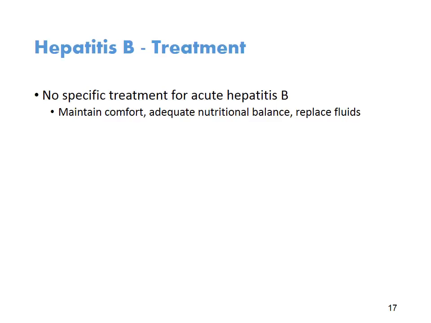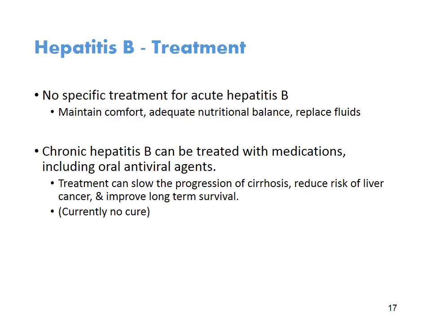There is no specific treatment for acute hepatitis B. Treatment is aimed at maintaining comfort and adequate nutritional balance, including replacement of fluids lost from vomiting and diarrhea. Chronic hepatitis B infection can be treated with medicines, including oral antiviral agents.